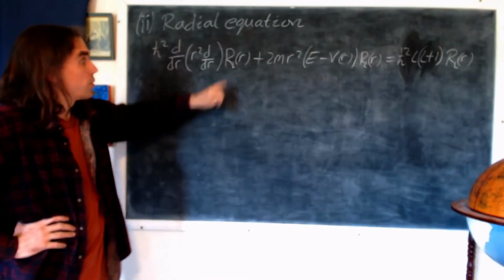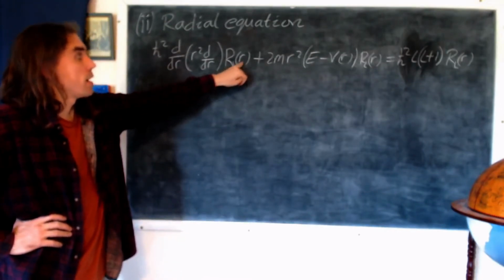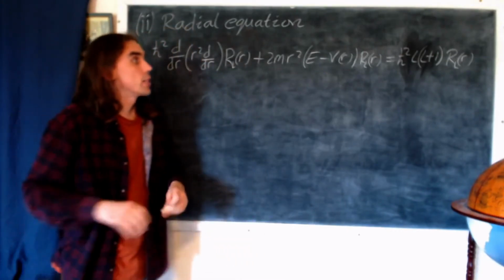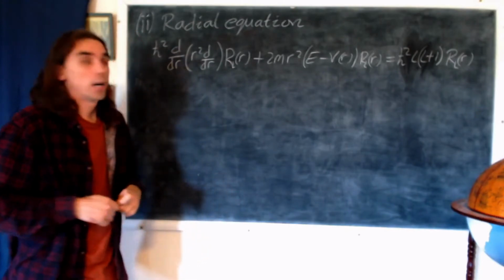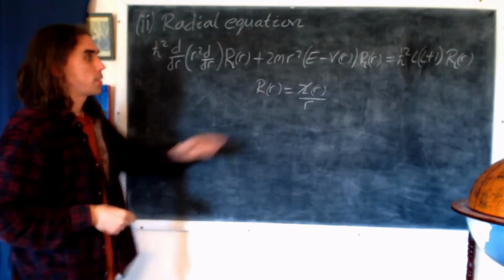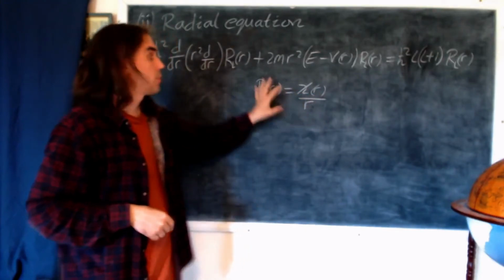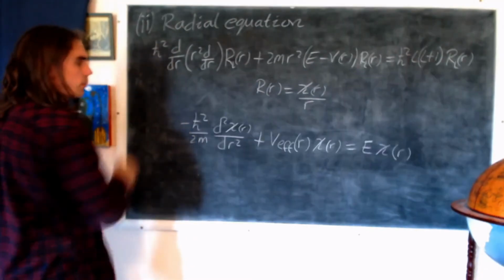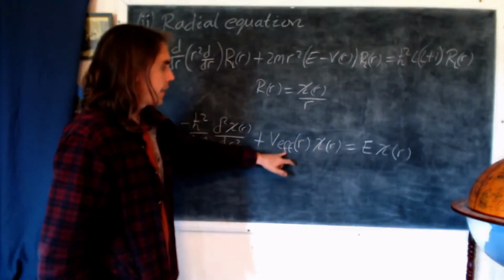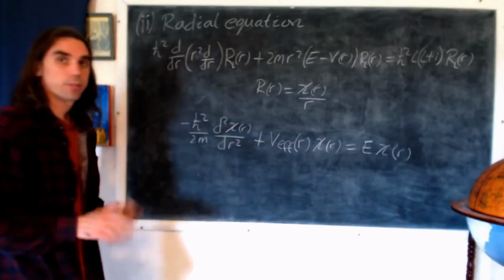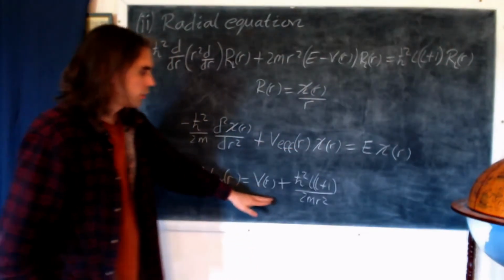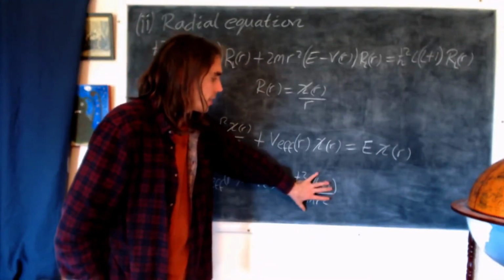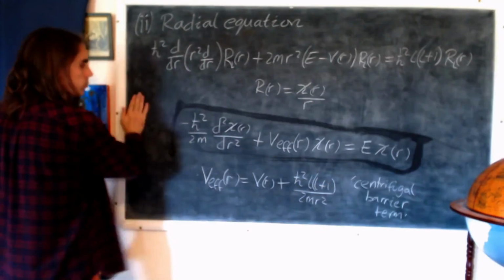We've gone for L, so we've labelled the functions R(r) by the quantum number L here. A particularly convenient choice of solution to R(r) is as follows. If we define some new function chi(r) divided by r to be equal to R(r), we can rewrite the equation in the following form. So we can write it like this, where V effective(r) is a potential defined as follows. The original potential plus h bar squared L(L+1) over 2mr squared. And this term here is what's called the centrifugal barrier term.